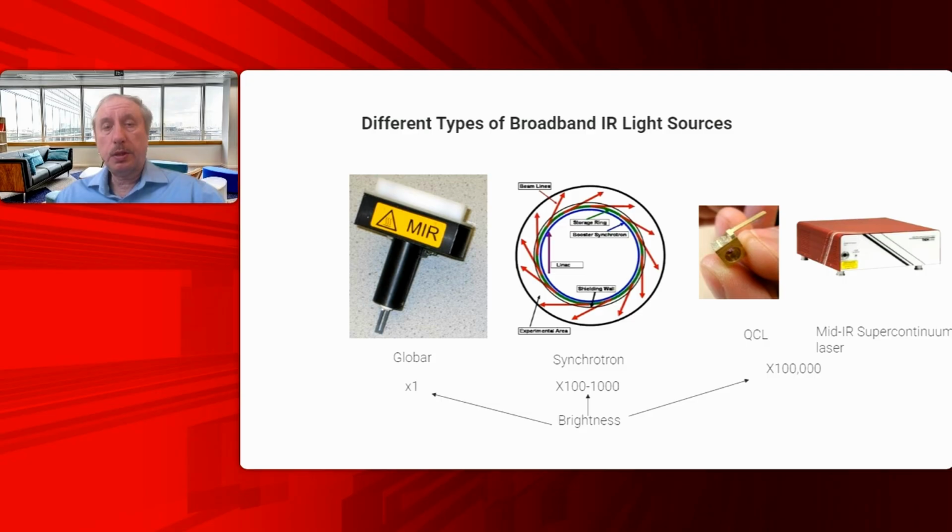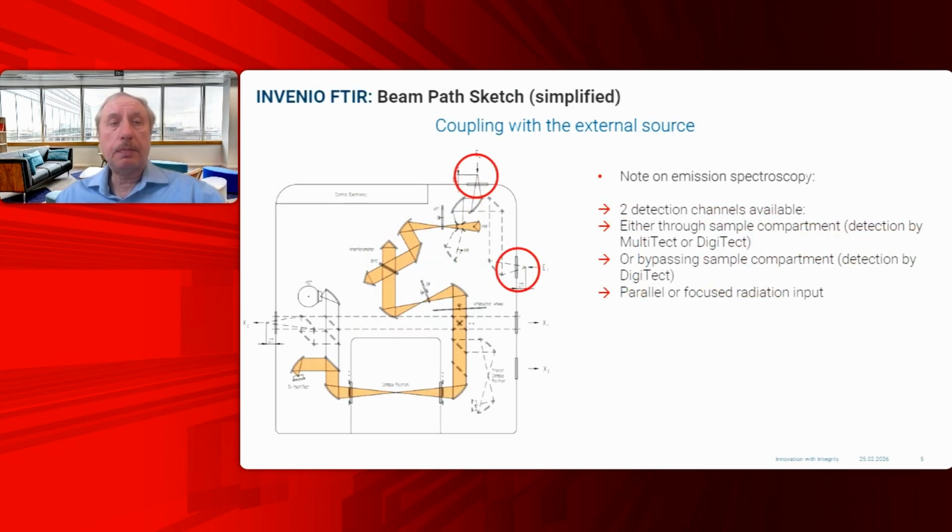So these two sources, QCL and mid-IR supercontinuum lasers, can be combined with an FTIR spectrometer. How can it be done? This is an example of the beam path of our Invenio FTIR spectrometer. And you can see on the right side there is an input for the radiation. Basically, you can bolt your external source to the input of infrared radiation and use it as a source for the FTIR spectrometer. These inputs can be configured for parallel or for focused radiation. And as you can see, 2 inputs are available, so you can mount up to 2 different sources.